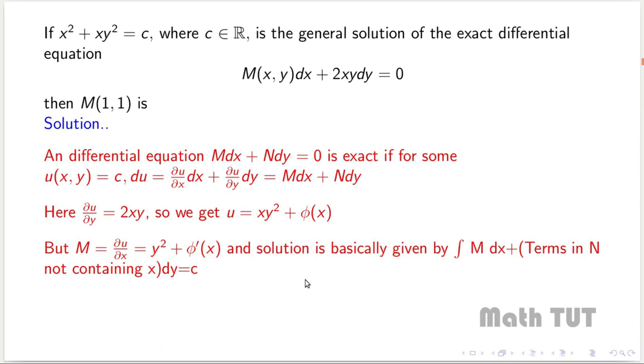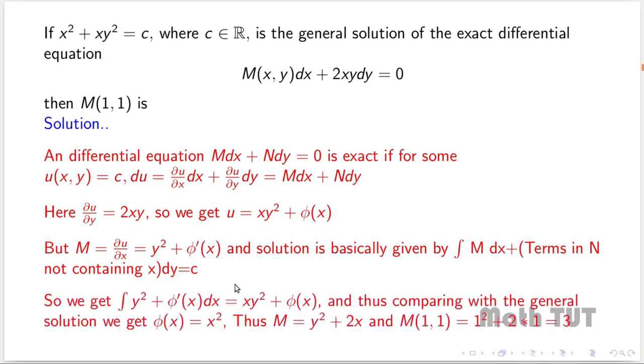So if you choose this m we got, and find the solution over here, the second term, that is terms in n not containing x, there are no such terms here. There is only one term which contains x. So what we get is the integral of (y square plus phi dash of x) dx is equal to xy square plus phi of x. And if you compare this with the general solution given to us, that is x square plus xy square equal to c, we can say that phi of x is nothing but x square.